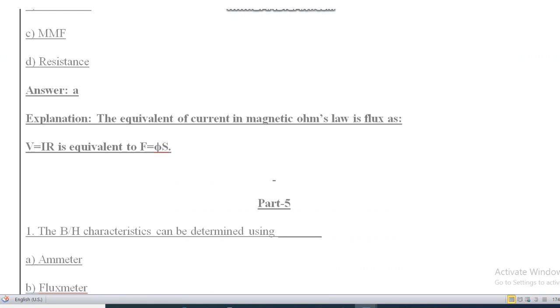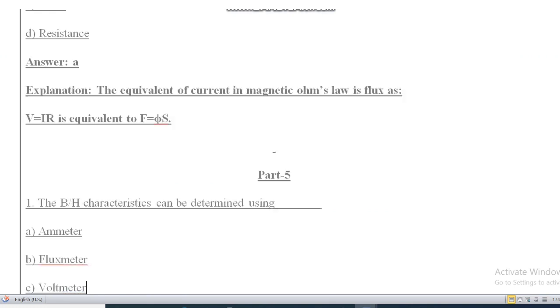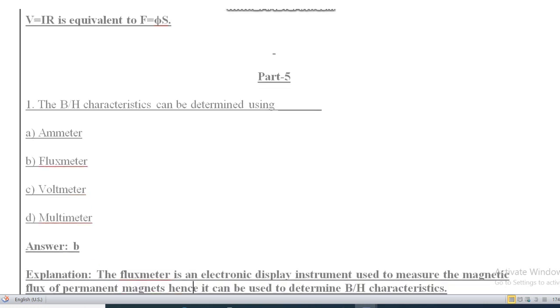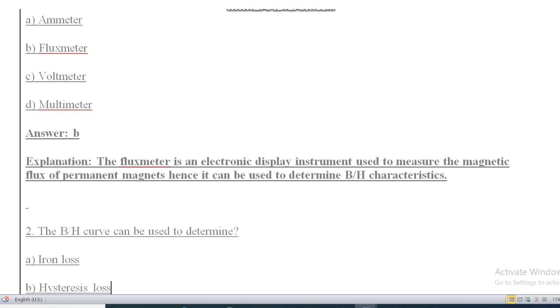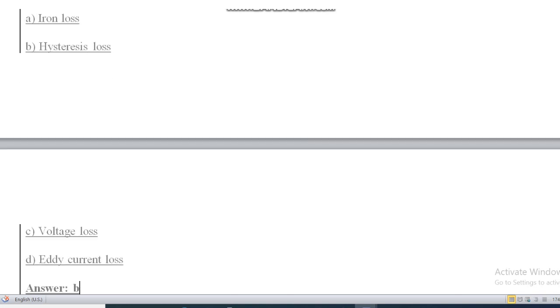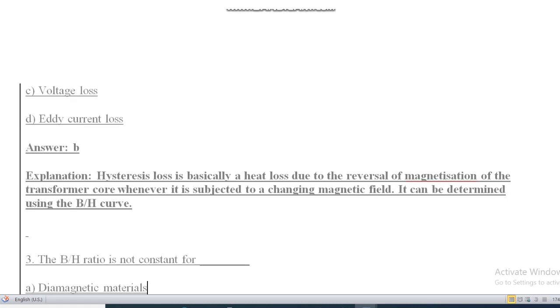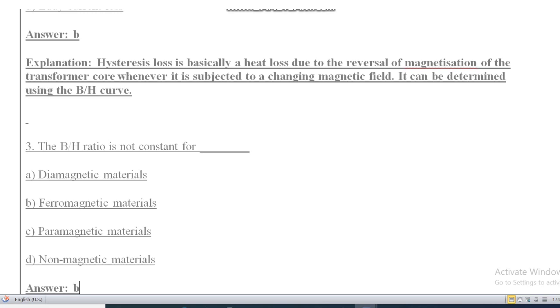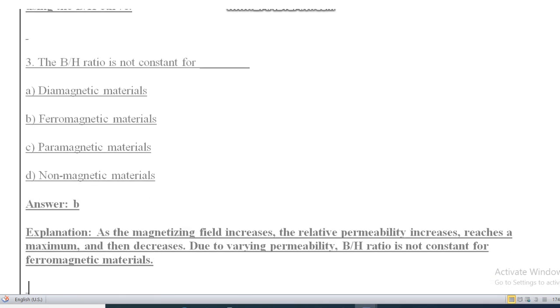Then the B by H characteristic can be determined by using what? It is determined by using flux meter. Then the B by H curve can be used to determine what? It is used to determine hysteresis loss. Then B by H ratio is not constant for ferromagnetic material.